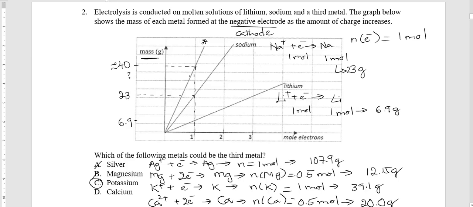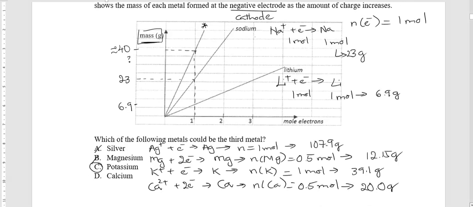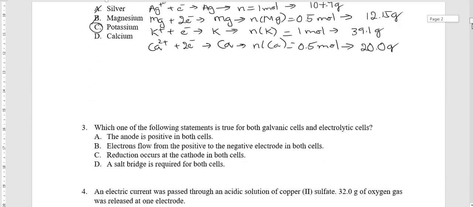You definitely need to think about the fact that this is the mass they're plotting, not the number of mole. And you really can only see a ratio if you do some sort of mass to mole conversion or mole to mass conversion in this case. All right, that's question 2. Moving on to question 3.